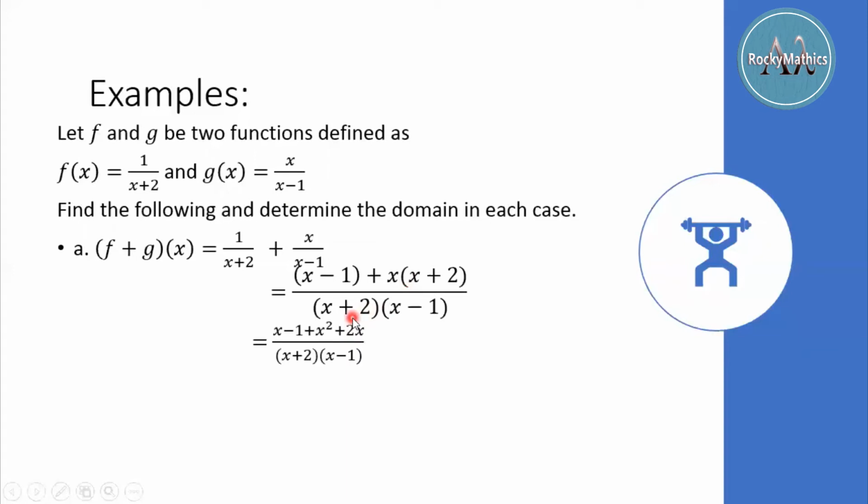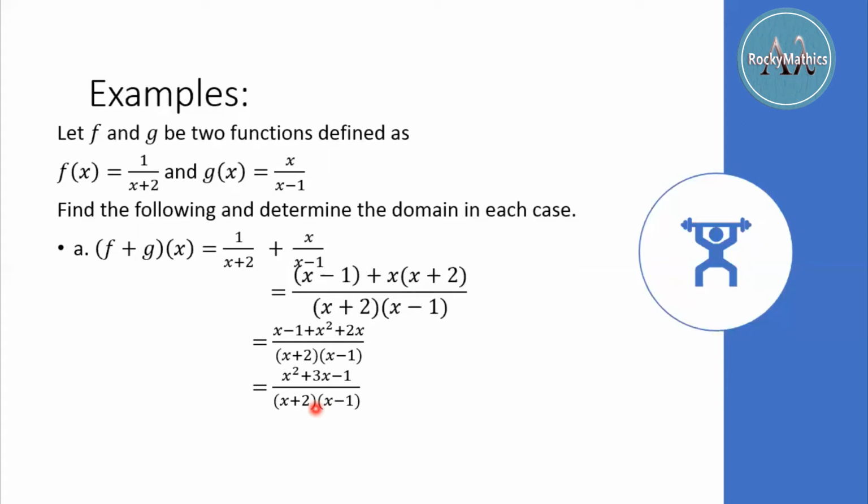Then simplifying the numerator, we have x minus 1. Then this can be equal to x squared plus 2x. Then combining like terms, we have x and 2x, so this is the 3x. So the simplified form is x squared plus 3x minus 1 over quantity x plus 2 times quantity x minus 1. So that is now the sum of the two functions.